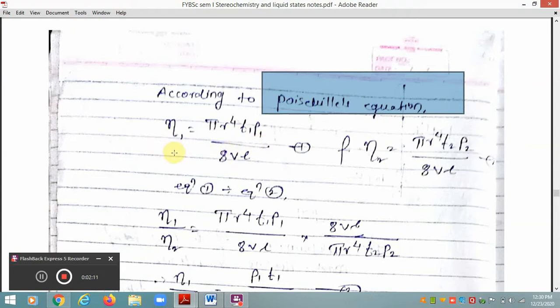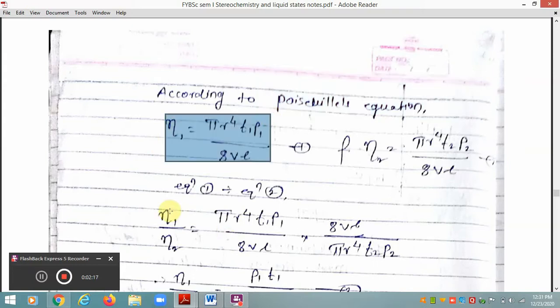And this equation can be written for the two liquids, one is the reference liquid and another one is the given liquid. So definitely we get this equation for the first liquid: eta 1 is equal to pi r raised to 4 into T1 into P1 divided by 8 into V L. I hope you can understand this. R is the radius of the capillary, T1 is the flow time of the given liquid, P1 is the pressure, V is the total volume, and L is the length of the tube.